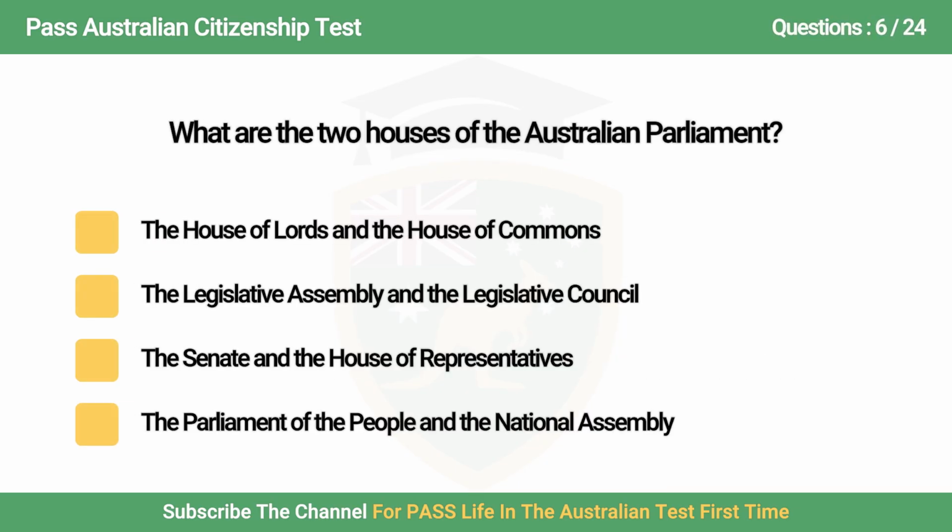Question 6. What are the two houses of the Australian Parliament? A. The House of Lords and the House of Commons. B. The Legislative Assembly and the Legislative Council. C. The Senate and the House of Representatives. D. The Parliament of the People and the National Assembly.